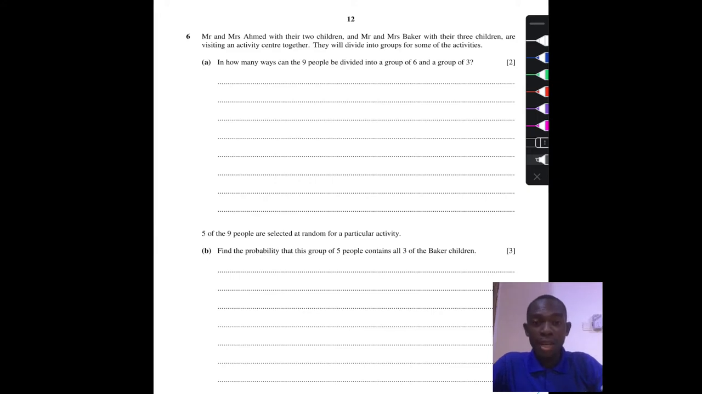We are solving some S1 questions on permutation and combination. I have compiled past questions from 2019 to 2020. Actually, I added the 2020 because it's the current year, and I added February 2020, May, June 2020, and then October, November 2020. So I'm going to analyze the questions.